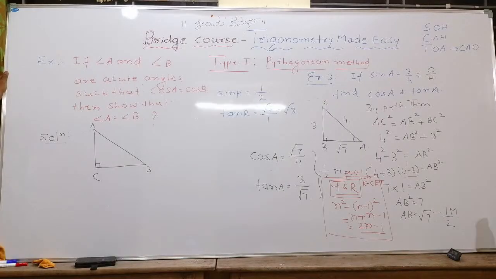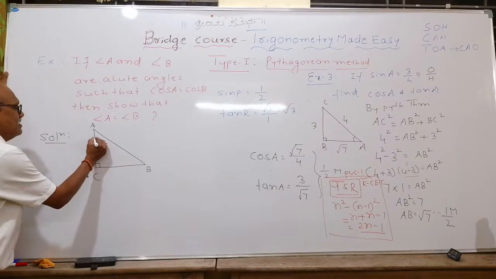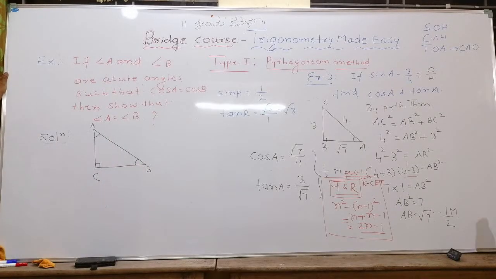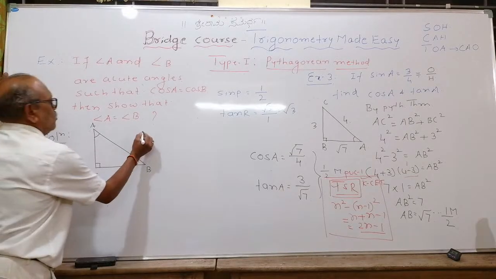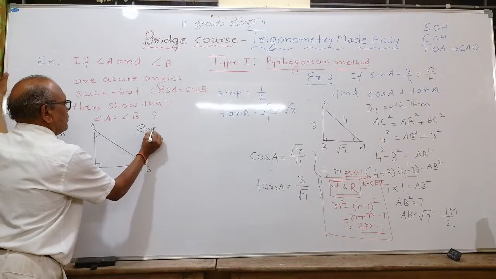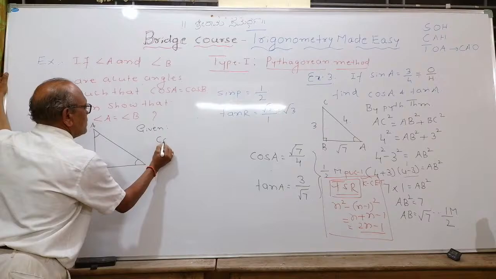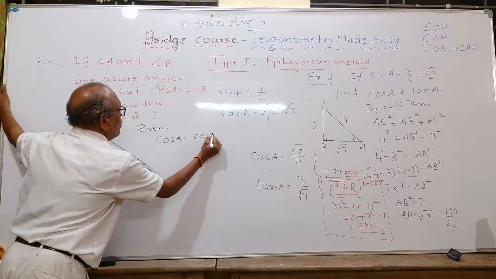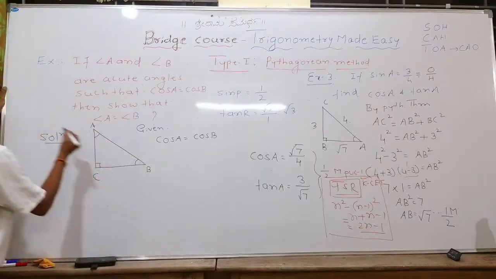What are you asked to prove? Such that cos A is equal to cos B. Observe, cos A is equal to cos B. Using trigonometric ratios, you can answer this basic question. Now, what are you given? Given that cos A is equal to cos B. You write like this, suppose the question appears for 1 mark or 2 marks.